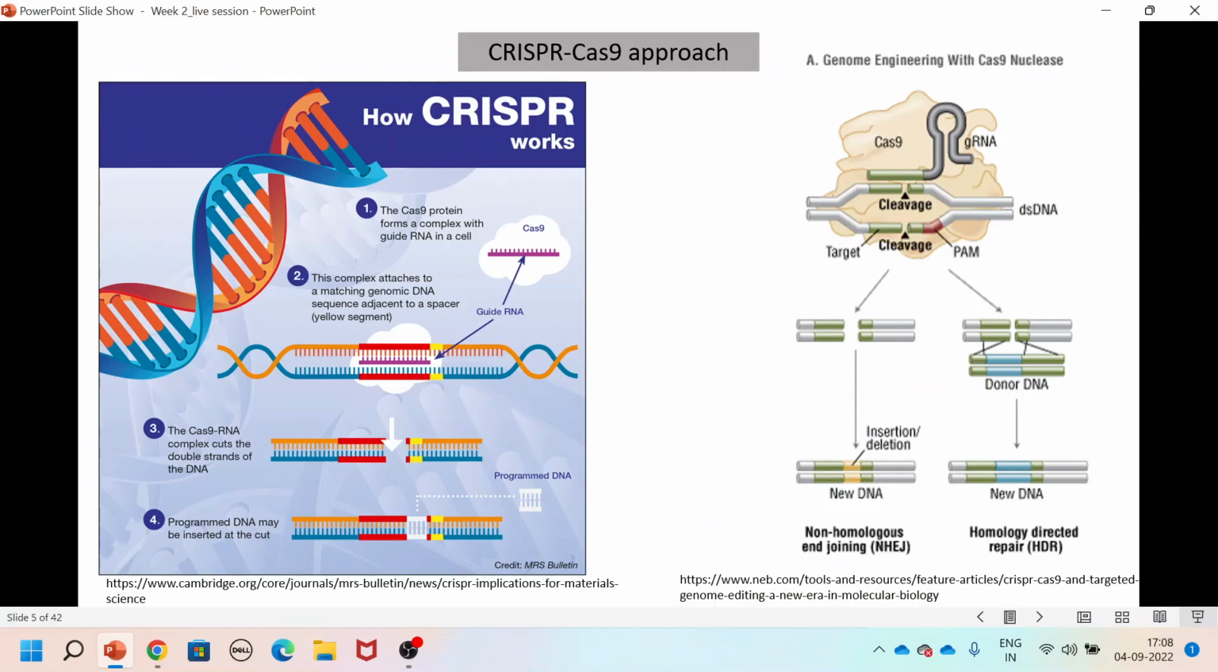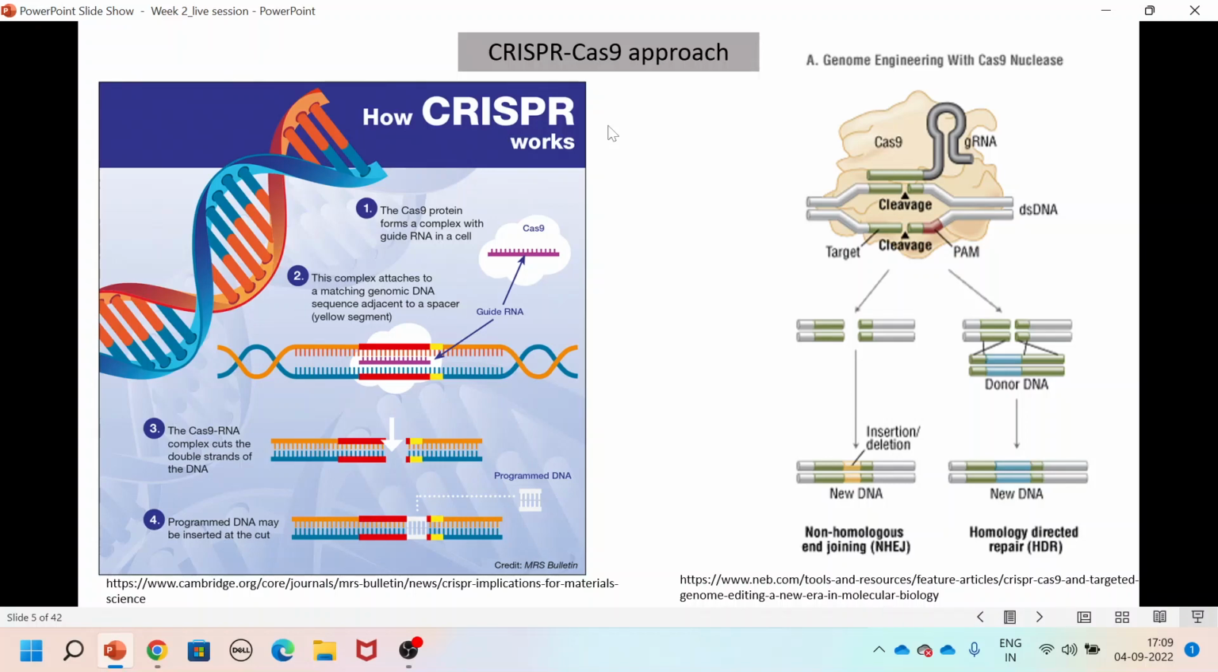Coming to the week 2 module, there are certain other genetic approaches which are used for gene knockdown. The first approach is the CRISPR-Cas9 approach. CRISPR-Cas9 is a genome editing approach that exploits the natural DNA snipping enzyme, which is the Cas9 enzyme, that is CRISPR-associated 9 protein, to target and edit the required gene.